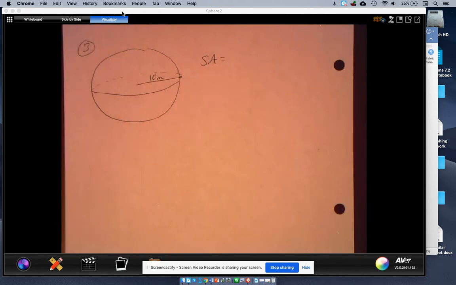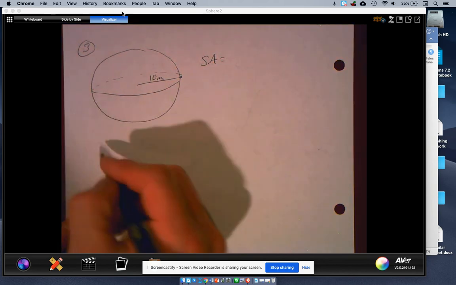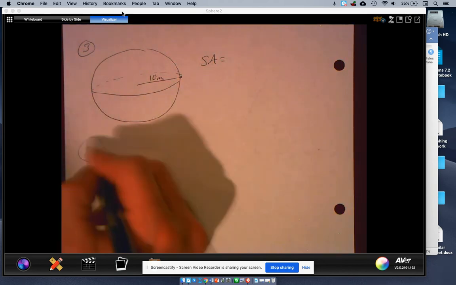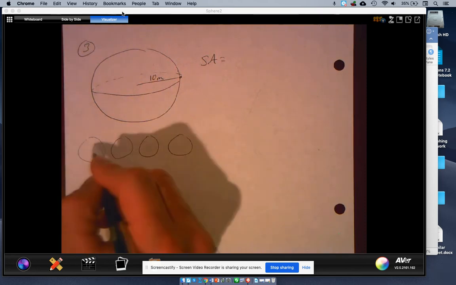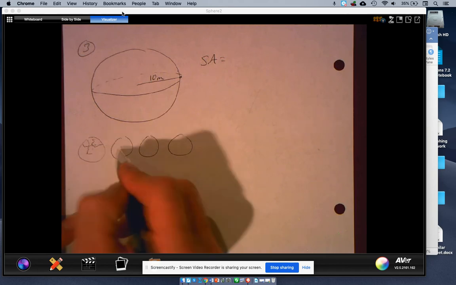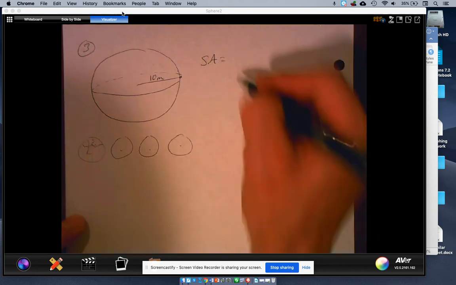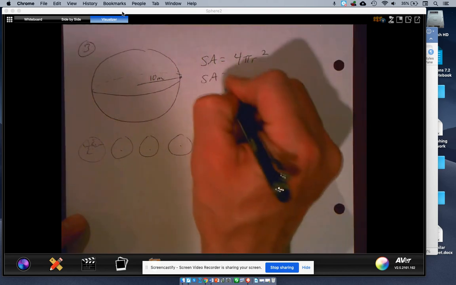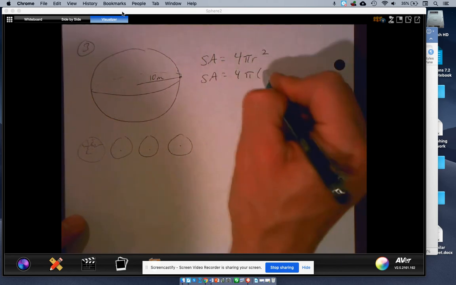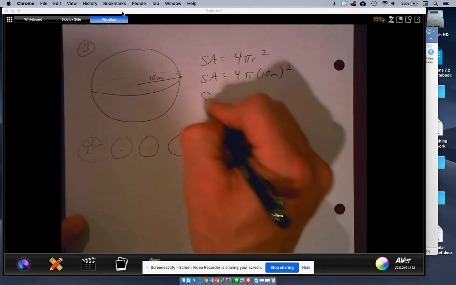The formula for this, surface area. And in class, what happens when you peel the orange, you make a bunch of circles the same size as your orange. When you peel the orange, you lay out all the peels in here. So you get all these little pieces of peel that fill up 4 circles. So the surface area formula is 4 pi r squared. Surface area is 4 pi times 10 meters squared.